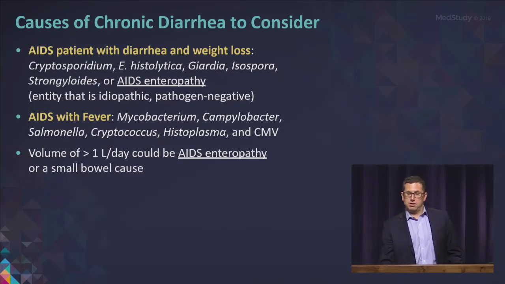We'll kind of run through some causes of chronic diarrhea to consider. So these are just kind of flash points that we'll go over. So an AIDS patient with diarrhea and weight loss could be a number of organisms: Cryptosporidium, Entamoeba histolytica, Giardia, etc. There's something called AIDS enteropathy, which is an entity that is idiopathic and pathogen negative. It's frequently associated with high volume diarrhea. If there's an AIDS patient with diarrhea and fever, a lot of times you could see Mycobacterium or Campylobacter and a variety of other infections. Obviously, there's going to be some overlap between these two groups. As I mentioned previously, if you see large volume, it could be due to AIDS enteropathy.